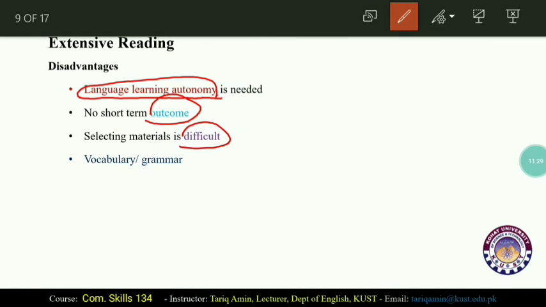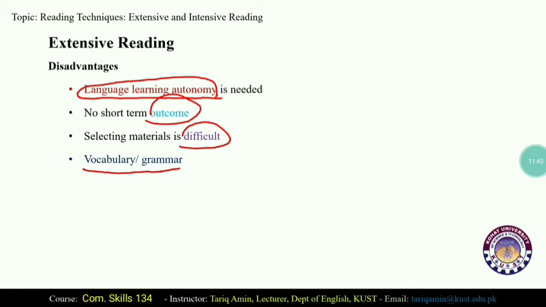Vocabulary, grammar. In the previous slides, we discussed that extensive reading helps us improve our vocabulary. But in comparison to intensive reading, this technique of reading, which is extensive reading, does not develop our vocabulary that much and does not help us improve our grammar that much as compared to intensive reading. We will discuss the same point in intensive reading. In intensive reading, yes, it is said that extensive reading does not help us improve grammar.